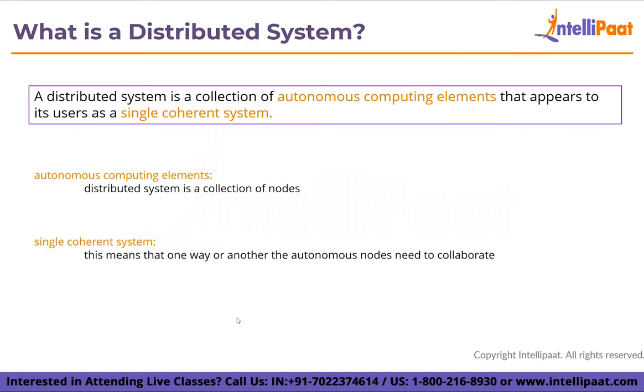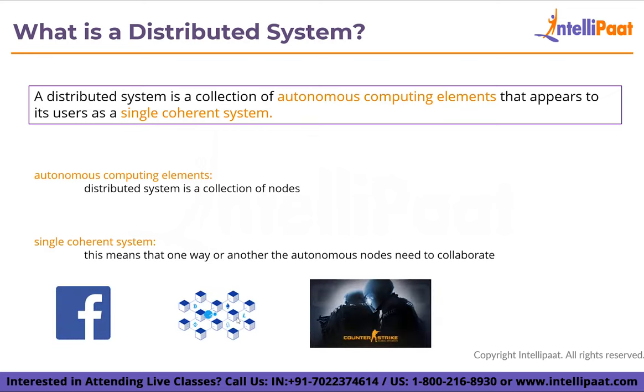And then the second characteristic feature that is defined in this definition is single coherent system. Now, what do you mean by single coherent system? This means that one way or another, the autonomous nodes need to collaborate, right? So in order for the user to believe that the network is a single system, all the nodes within that distributed system need to act like it is one system. So for that, they need to collaborate in some fashion. So this is what it means by a single coherent system. So let me give you some examples of a distributed system right now. Facebook is a distributed system. Blockchain technology, whatever the applications of blockchain are right now, is distributed systems. And then online multiplayer games like Counter-Strike, Dota 2, etc. are all distributed systems.